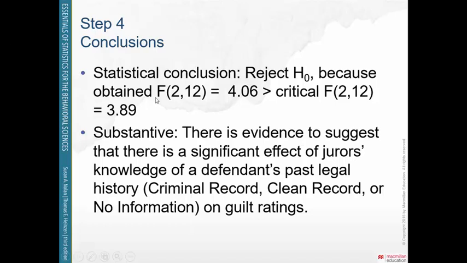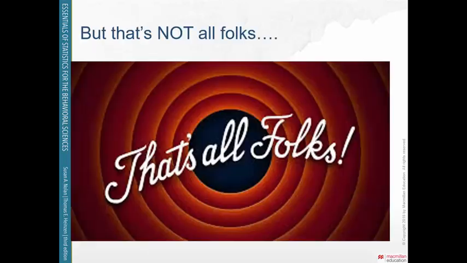Because our obtained F with 2 and 12 degrees of freedom, that's degrees of freedom between, degrees of freedom within, is 4.06, which is greater than the critical F with 2 and 12 degrees of freedom of 3.89. Substantively, we say there is evidence to suggest that there is a significant effect of jurors' knowledge on a defendant's past legal history, criminal record, clean record, or no information on guilt ratings. Okay, so hopefully you recall how to do that.